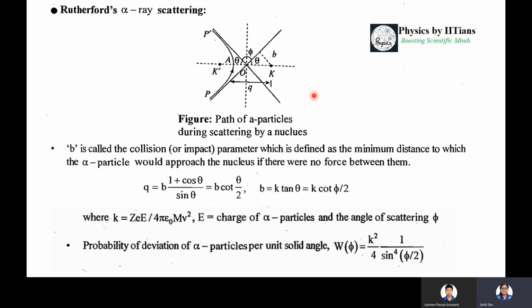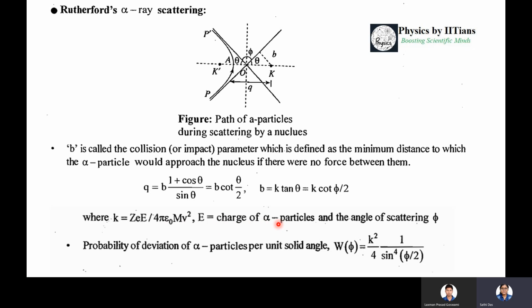So we all know about the Rutherford alpha ray scattering experiment. I am not going to tell you the details about this experiment, but I am giving you the formulas that you should remember. What is the collision parameter or impact parameter? That is the minimum distance to which an alpha particle would approach the nucleus if there were no force between them. So b equals k cot theta by 2, or b equals k into 1 plus cos theta divided by sin theta. Here b is the collision parameter, and k is Z e E by 4 pi epsilon naught m v square, that is the closest approach.